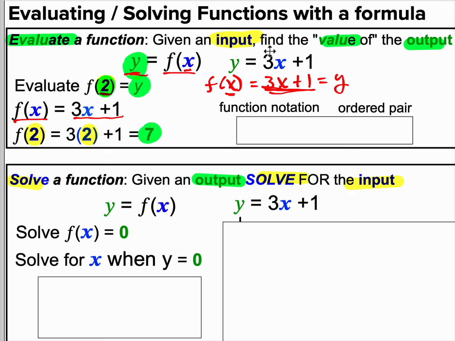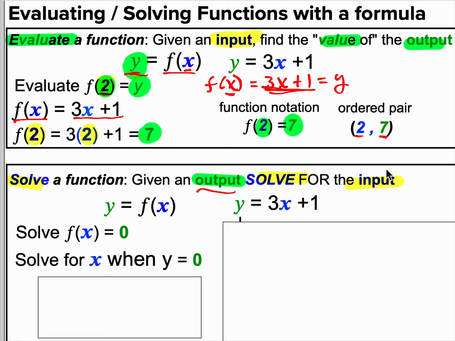All right, so let's look at writing this in function notation and as an ordered pair. So now I can write this in function notation, and I can say f of 2 is equal to 7. When I input 2 for x, I get a y value of 7. I can also write that as an ordered pair, input 2, output 7. That's evaluate.